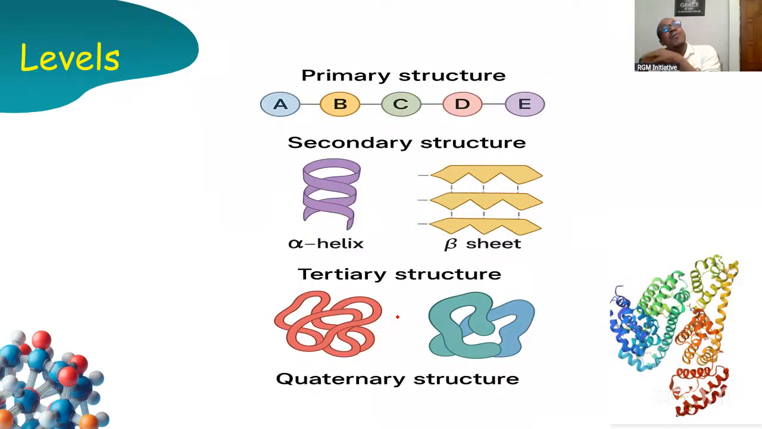Therefore, for a beta turn to be formed, there's usually a steric hindrance from a particular amino acid, and the particular amino acids that cause it are glycine and proline. Glycine and proline are two amino acids that can cause a beta turn.